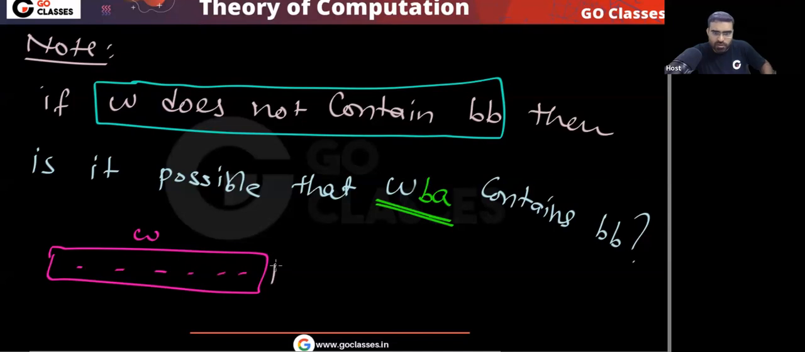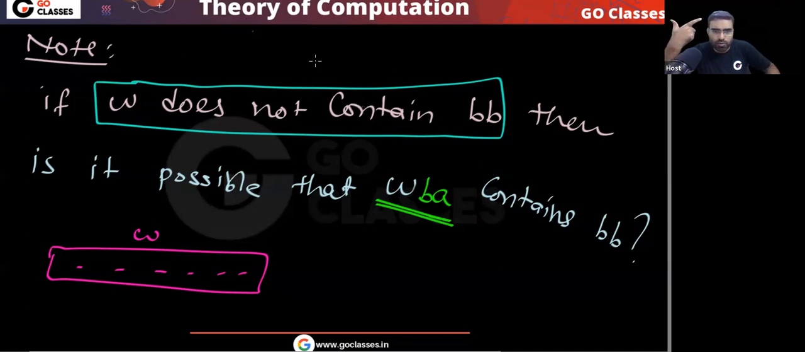Now, if I put BA, yes, here actually it is possible. Yes or no? If W does not contain BB, is it possible that WBA contains BB? It is possible.